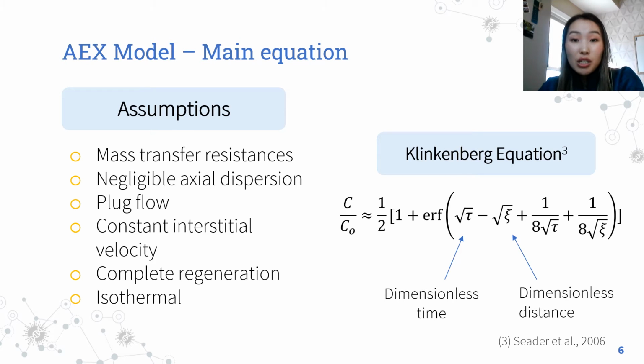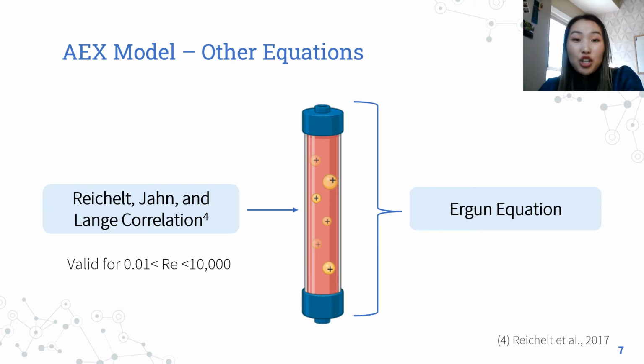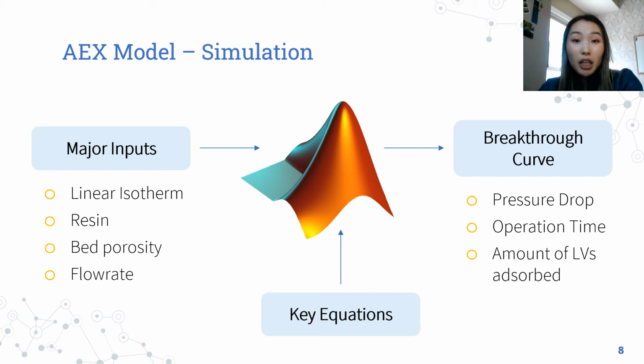Along with the assumptions listed, this equation uses a linear driving force model, so a linear adsorption isotherm was needed to model LVs. To prevent shear on vectors, the AEX column is often operated at low flow rate, which results in low Reynolds number. So to calculate external mass transfer resistance in the column, I found a correlation by Reichelt et al. that was valid for my system. Additionally, pressure drop along the column was modeled by the Ergun equation. And MATLAB was used to model the column.